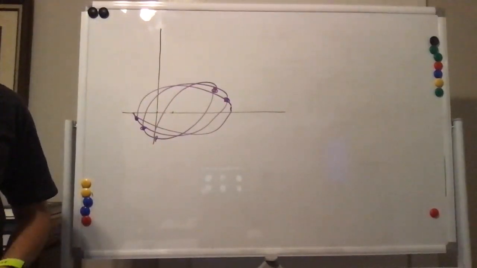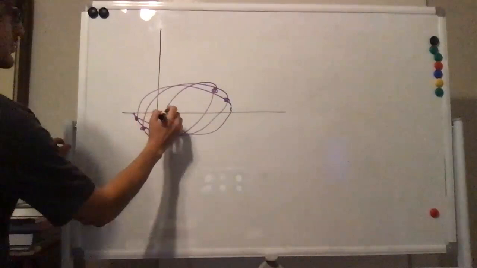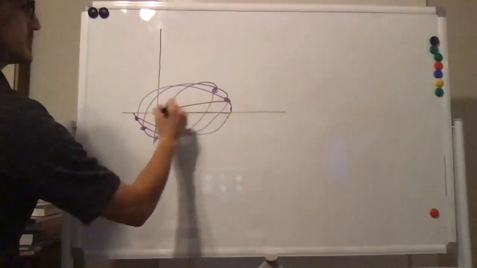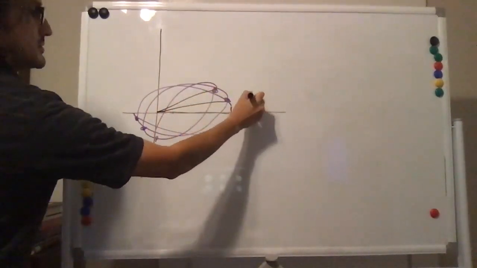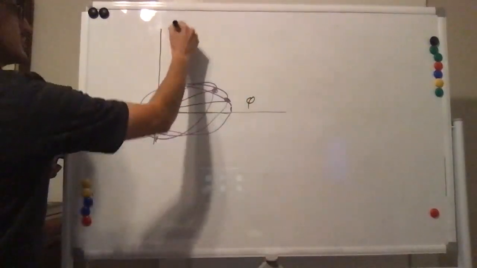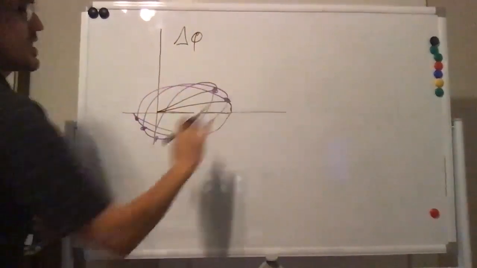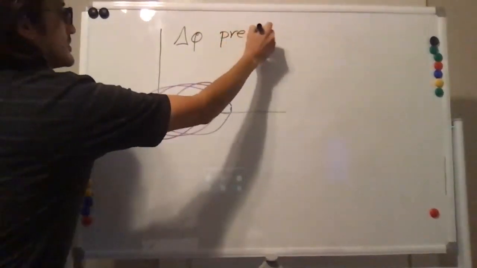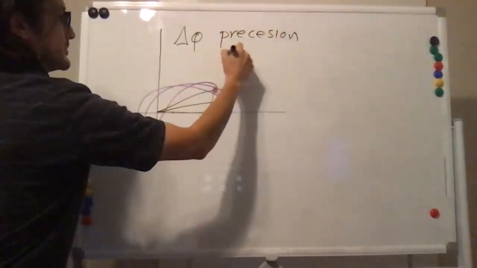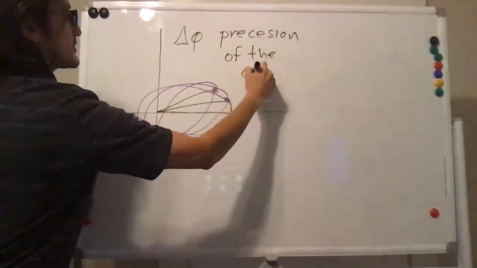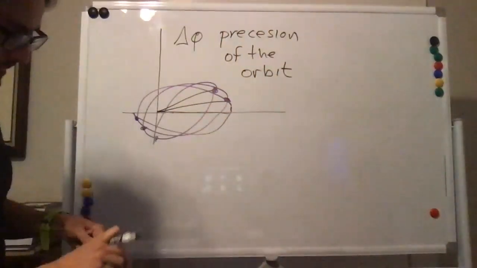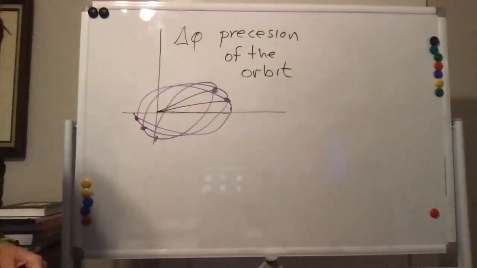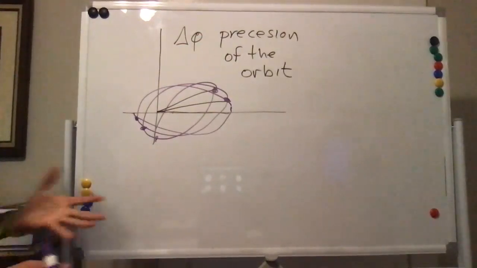This is called, you know, the angle by which it is changing. So let's say this one, and then this one, and this one. Gets delta v. Is the precession of the orbit. So, have you heard about the precession of anything before?